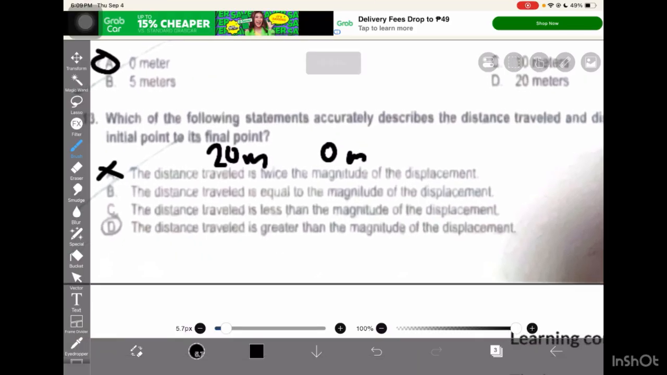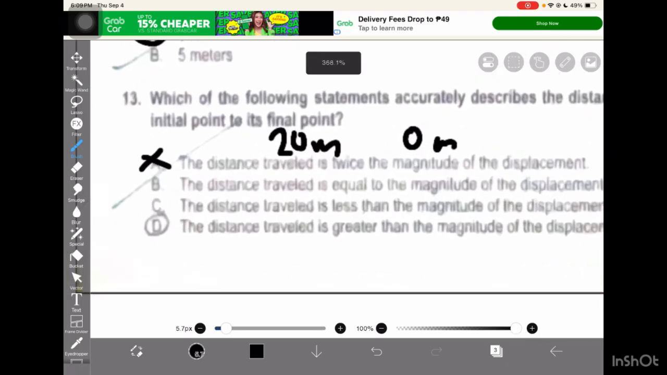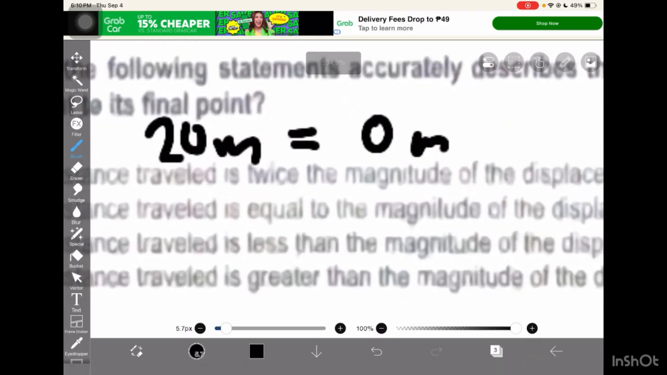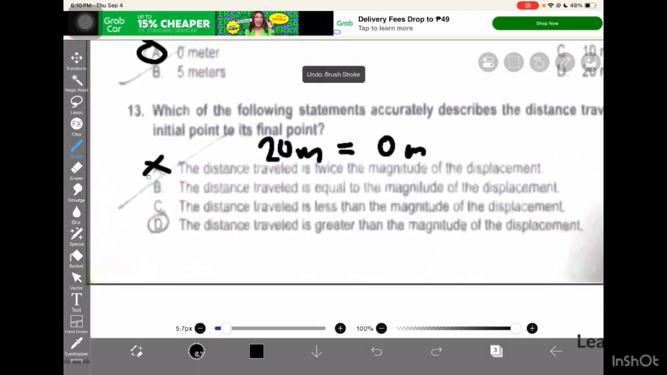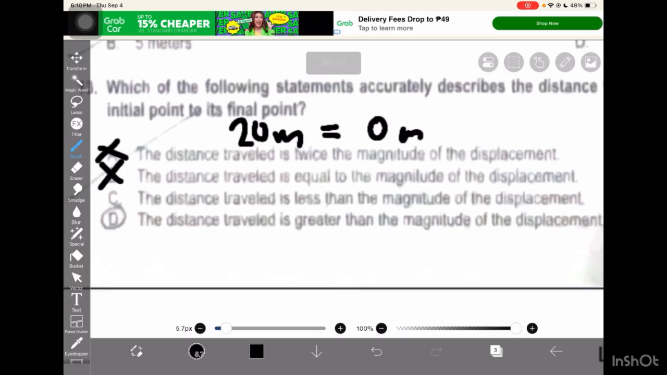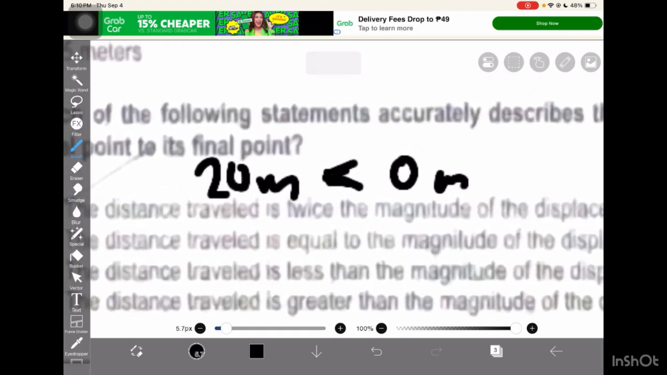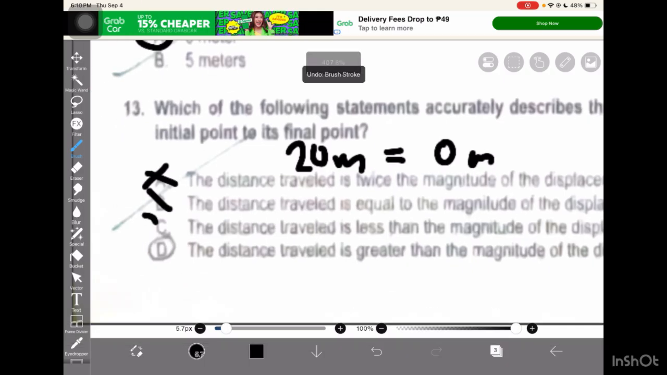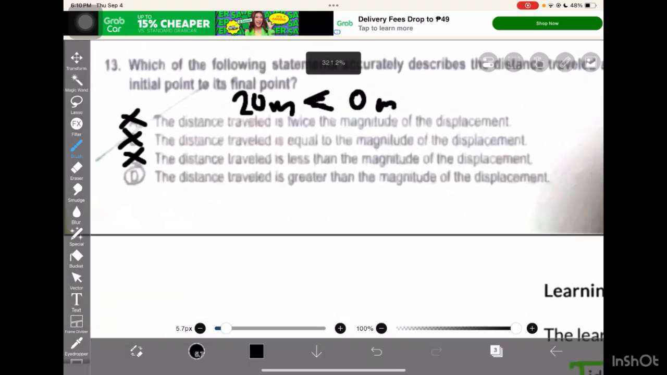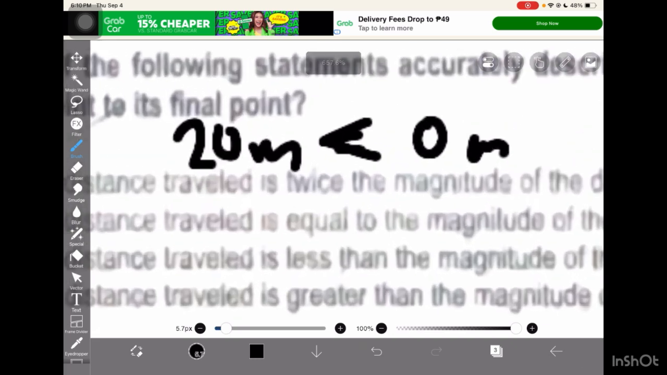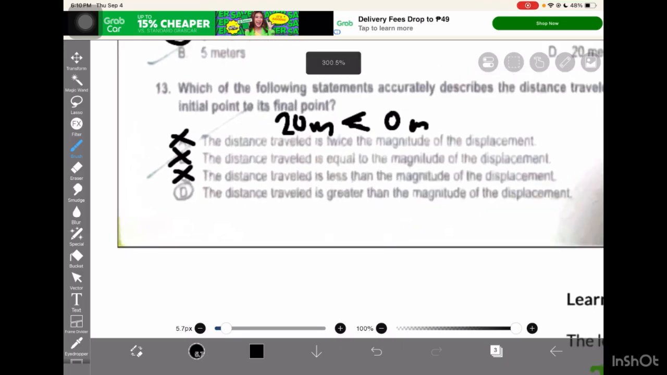The distance traveled is equal to the magnitude of the displacement. This letter B is claiming that 20 equals 0, which is obviously not true. Meanwhile, letter C, the distance traveled is less than the magnitude of the displacement. So it's saying that 20 is less than 0, which is also false. So therefore, letter D, the distance traveled is greater than the magnitude of the displacement. So 20 is greater than 0, which is correct.